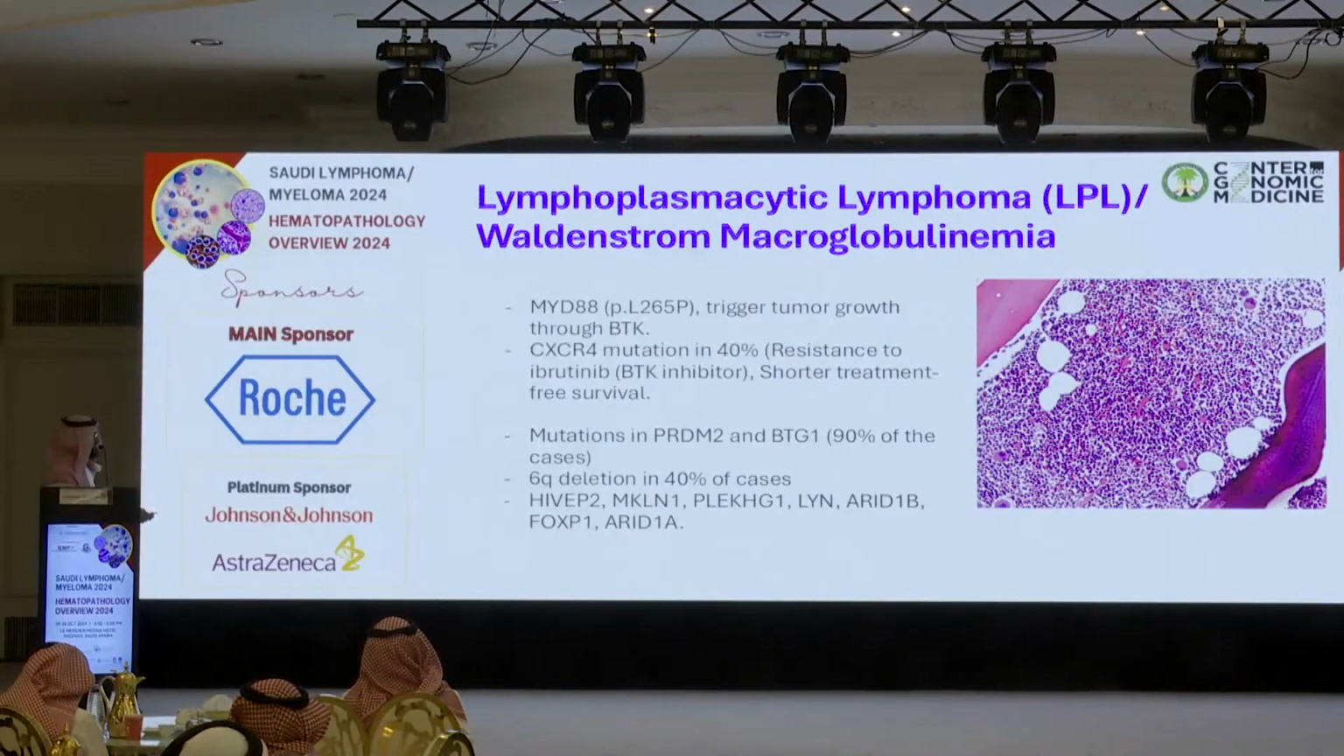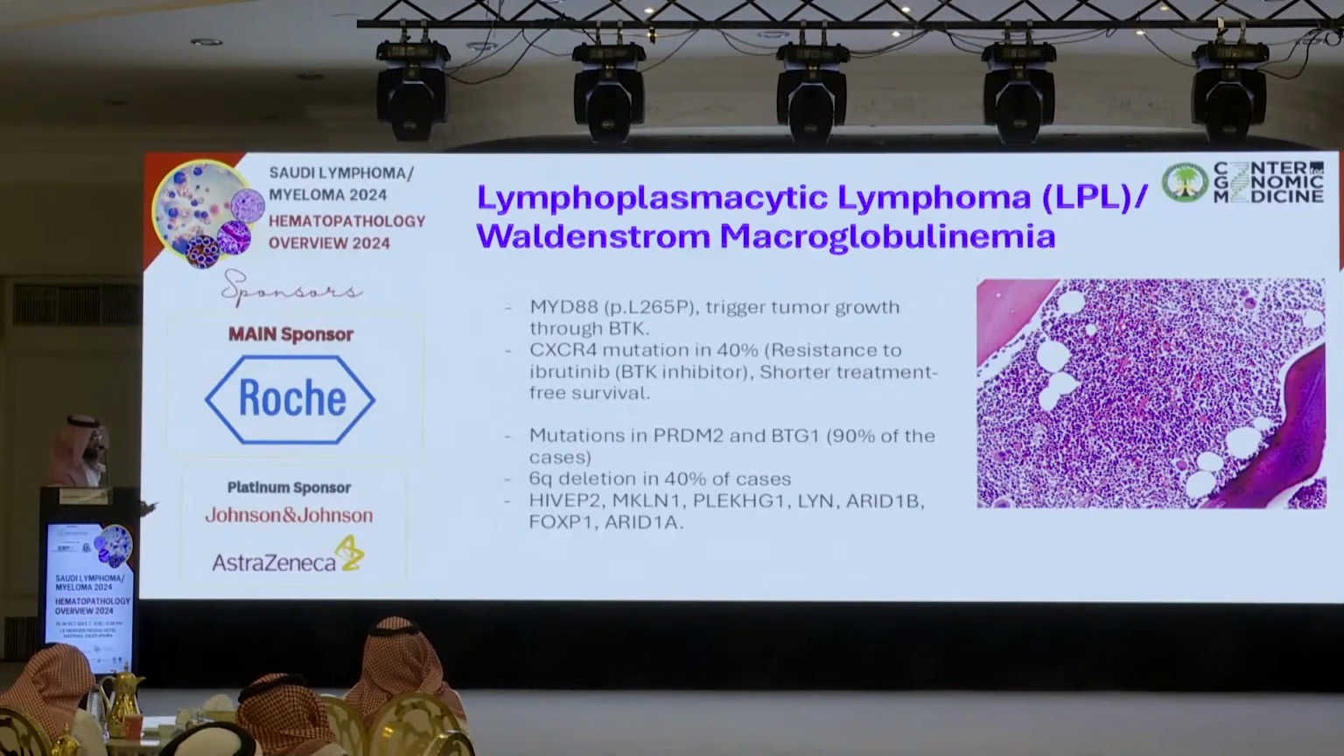CXCR4 mutation is present in some of these patients, but if there is CXCR4 mutation, then the patient will resist BTK inhibitor. So this is why it's important to do both mutations. If you do only one, you say MYD88, okay, I will give the patient BTK inhibitor. Maybe the patient has co-occurrence of CXCR4, and most patients have both mutations. So most patients have MYD88 and CXCR4 mutation together. If you have both, then this is very specific for LPL.